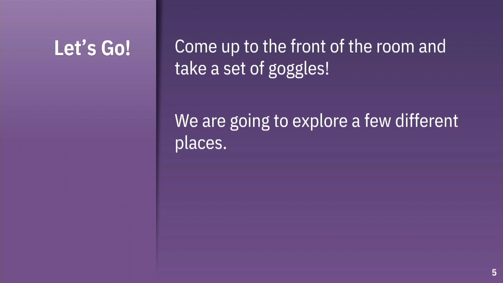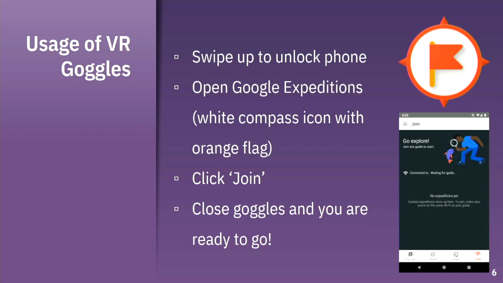So first step in the goggles, if you open up the case, swipe up, unlock the phone. And then you'll see this Google Expeditions icon, the orange and white flag. Go ahead and click on that. You'll then see a screen similar to this, and there will be Join a Tour in the middle of the screen, and you'll want to click Join.